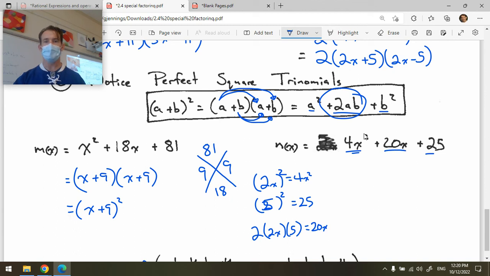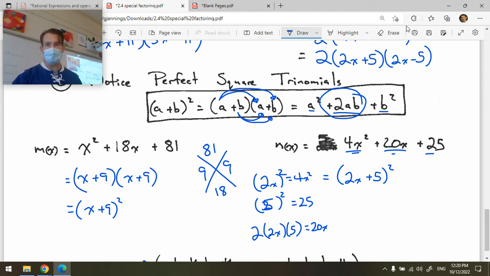This one, turns out I created a perfect square trinomial for you. Okay, so that one would factor with this pattern. This is what it would look like. This would be equal to 2x plus 5 squared. And that would be done. You would be that fast if you notice the perfect square trinomial.